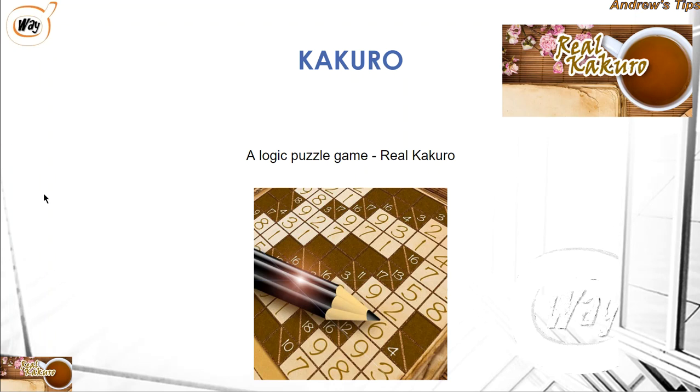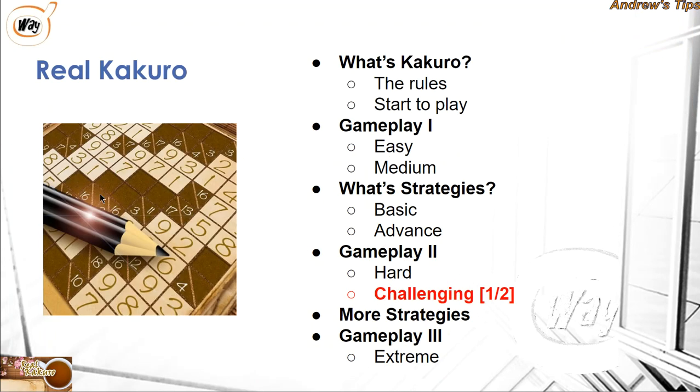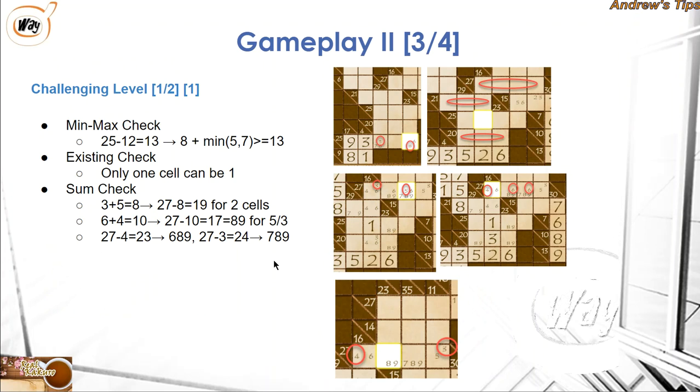We will continue playing Kakuro. Today's level is challenging. We will play the challenging level. Before I play the Kakuro, I will give you some tips.